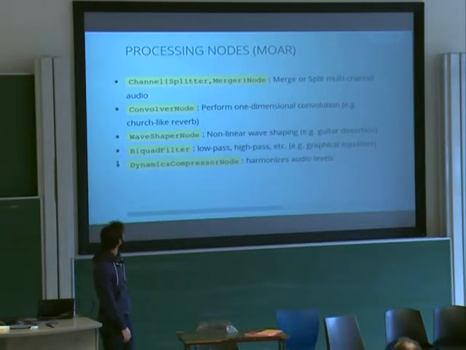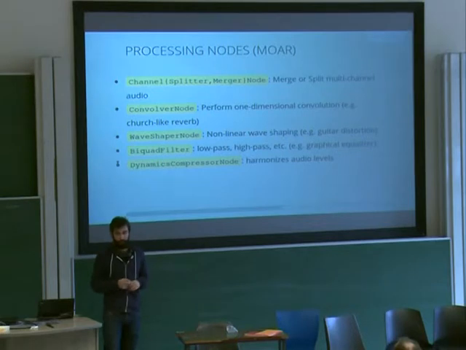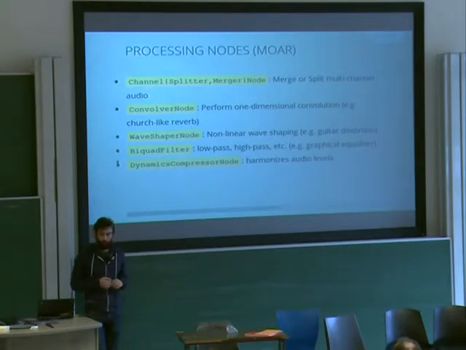Utility node. Convolver node, so one-dimensional convolution. Basically, it's like if you're in a church and you talk, and then there is reverb. That's basically what it is. You can do other stuff with it, but that's the most natural way of putting it. Again, there will be demos.